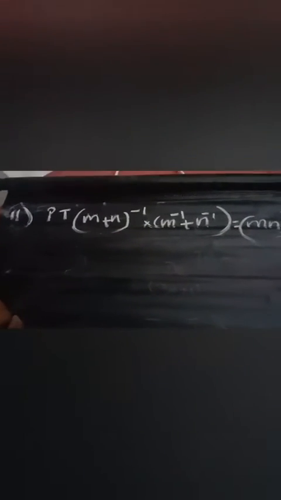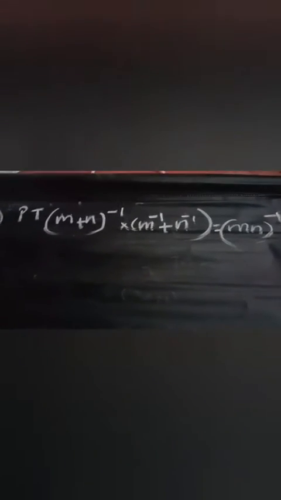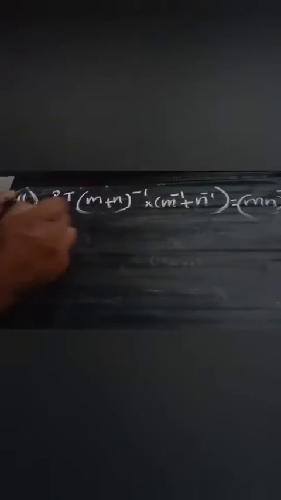Question number 11. Prove that (m plus n) the whole raised to minus 1 into (m raised to minus 1 plus n raised to minus 1) is equal to (mn) the whole raised to minus 1. Here we want to prove LHS equal to RHS. LHS means left hand side. So first take the left hand side.